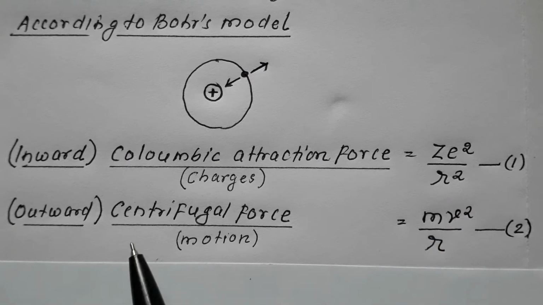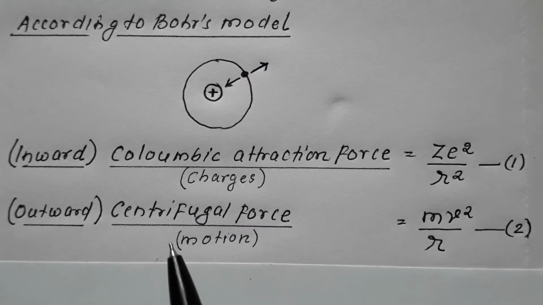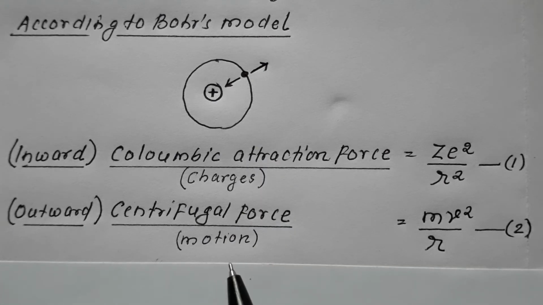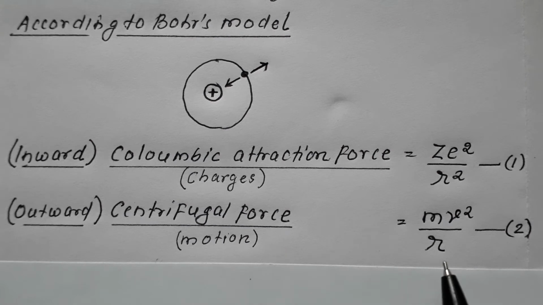Further, the force working outward is termed the centrifugal force and it depends upon the motion or the movement of the particle. So there is a force working inward and a force working outward. The force working outward is equal to mv square upon r, where m is the mass of the particle, v is the velocity of the particle and r is again the radius of the orbit.